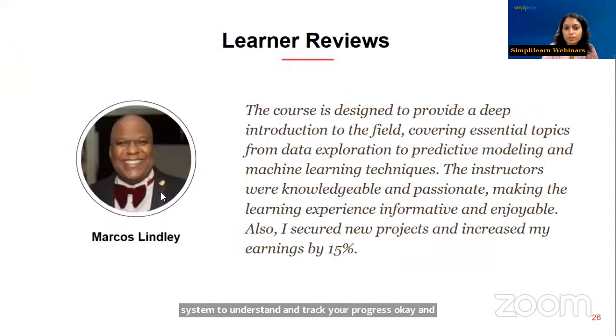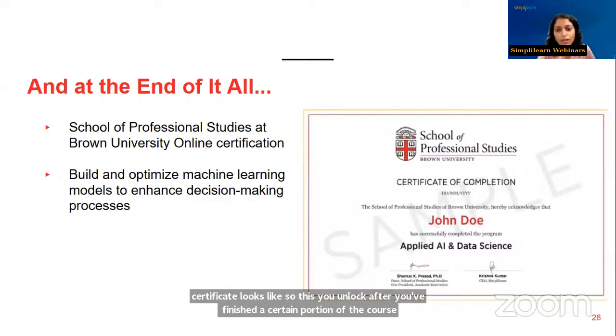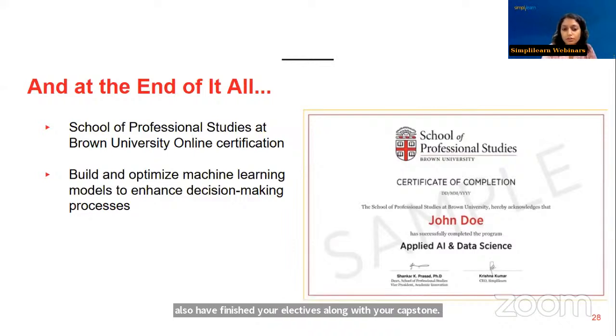Now, let me just show you the certificate first, and then we'll talk about the learner reviews. So this is how your certificate looks. You unlock this after you've finished a certain portion of the course, and also have finished your electives along with your capstone. So this is how the certificate looks.